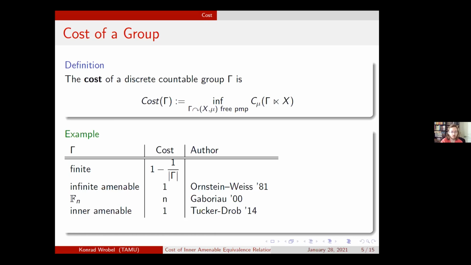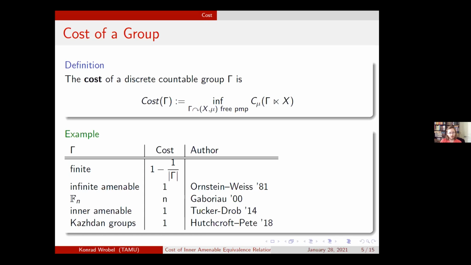But more recently, Tom Hutchcroft and Gabor Pete showed that Kazhdan groups have cost 1, but the way that they did this was by finding a particular action of Kazhdan groups that has cost 1, but they weren't able to show that every single action of a Kazhdan group has cost 1. All right.